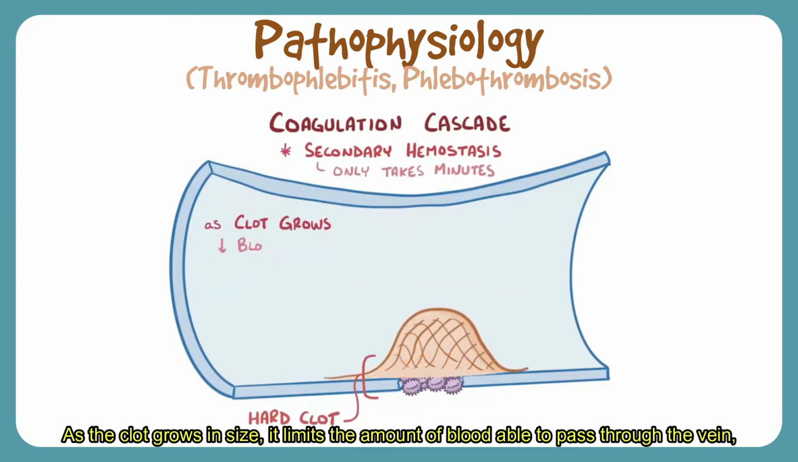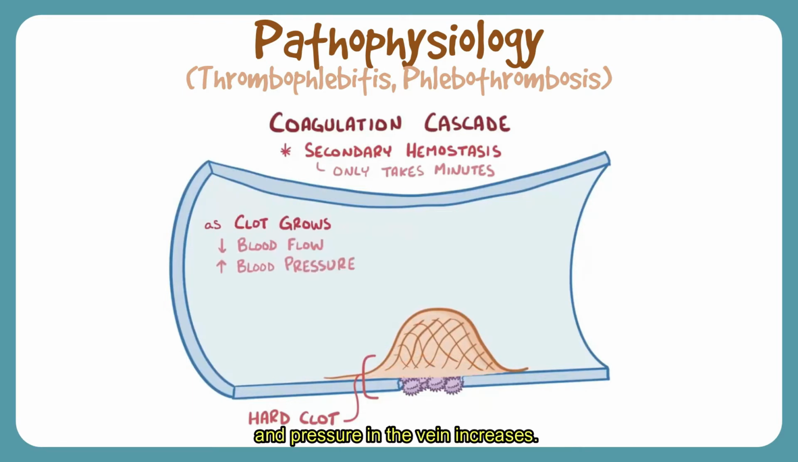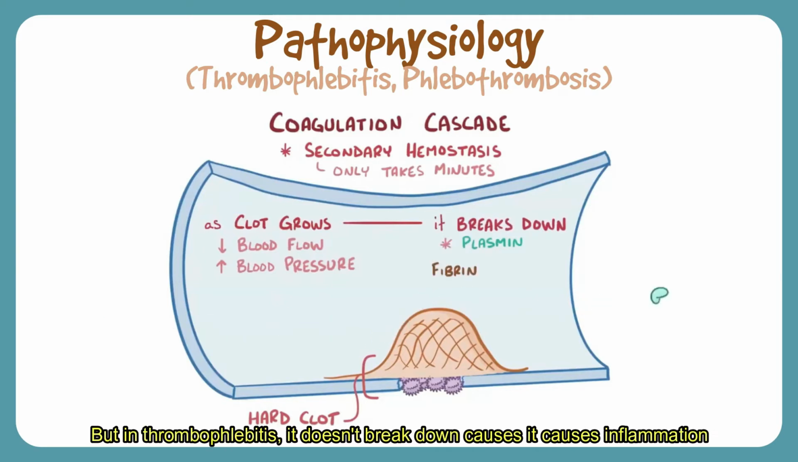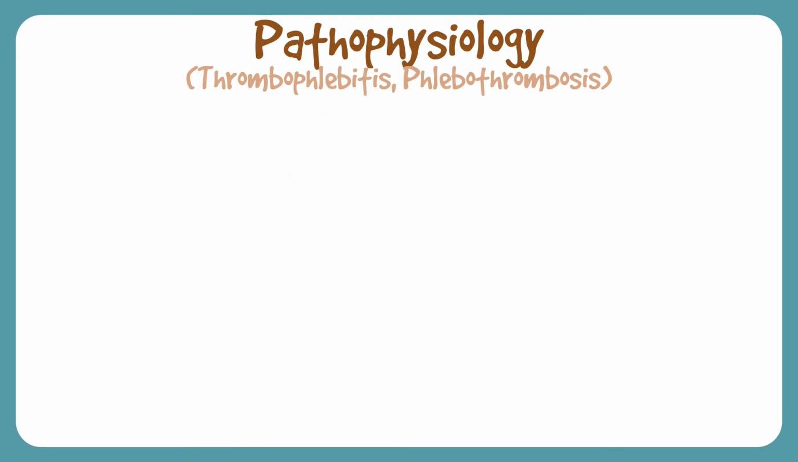As the clot grows in size, it limits the amount of blood able to pass through the vein, and pressure in the vein increases. Usually, the blood clot starts naturally breaking down. But in thrombophlebitis, it doesn't break down and causes inflammation.